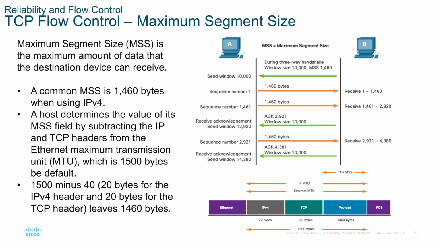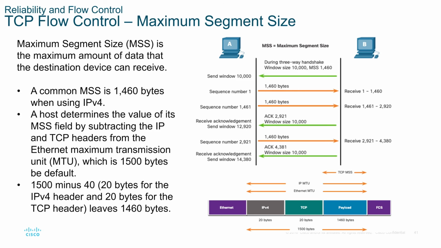MSS is the maximum segment size, and this is the maximum amount of data that the destination device can receive. As we can see here, although the window size is 10,000, the MSS is 1,460. A common MSS is 1,460 bytes when using IPv4.